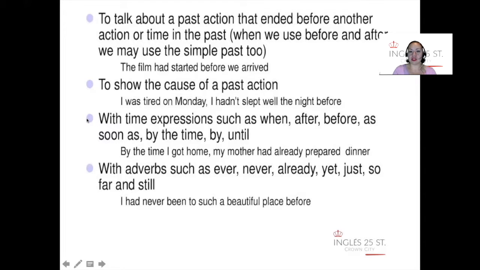With time expressions such as when, after, before, as soon as, by the time, until, by and until, okay? By the time I got home, my mother had already prepared dinner. With some adverbs, okay, such as ever, never, already, yet, just, so far, and still. I had never been to such a beautiful place before.